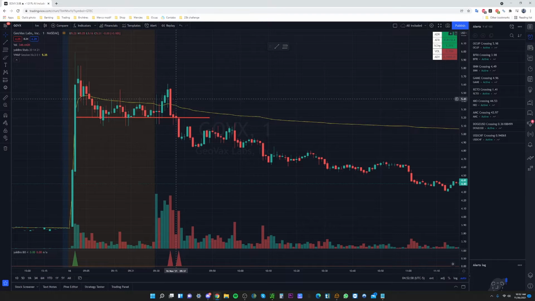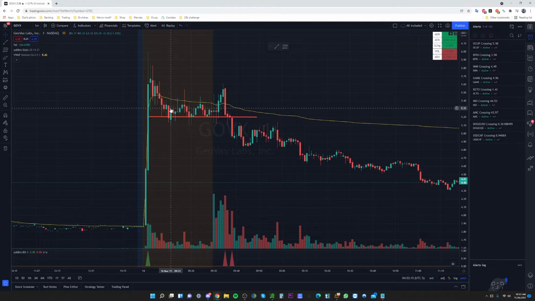the VWAP, and you can see this huge red candle slamming back down under the VWAP, and then we don't have any more strong bounces. So you can see here no strong bounces, no strong bounces, nothing. When you see something like this, it shows maybe that the stock is done.